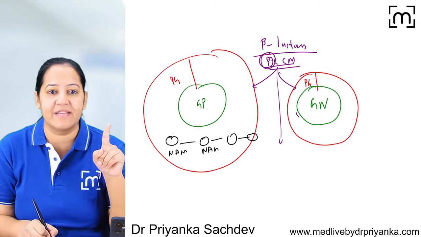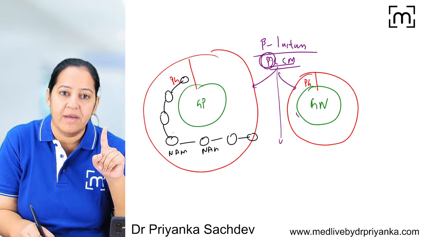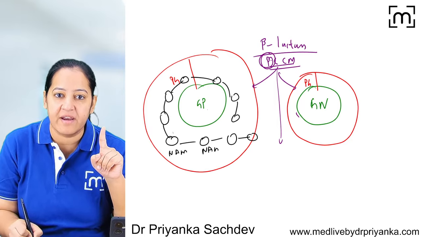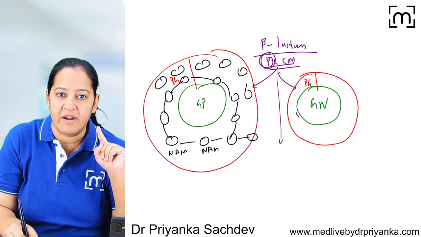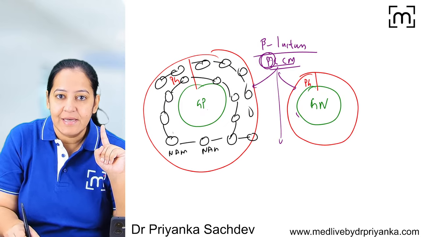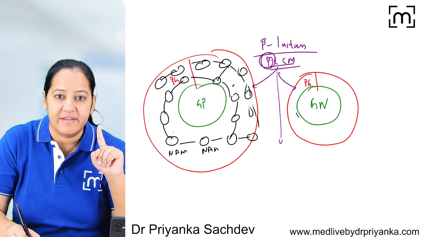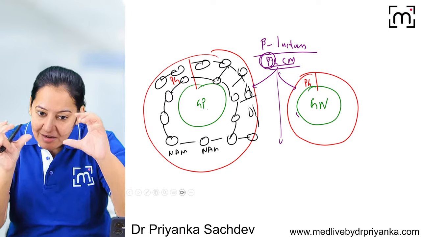One NAM, one NAG, alternating. One NAM, one NAG, and again one more chain like this. The chains are interconnected. So this is how the cell wall gets synthesized.